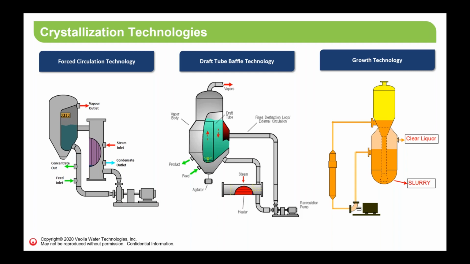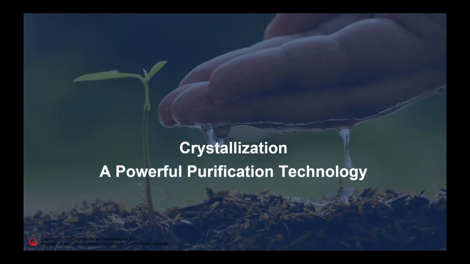The other type of crystallization technology is the growth technology. You can see that in this technology we have more classification. The whole bottom part is for retention, and it basically has a fluidized bed of crystals, which allows the crystals to grow more and gives a narrower particle size distribution. So this is an idea of the different types of technologies. If you have questions, of course, you can ask later for details.